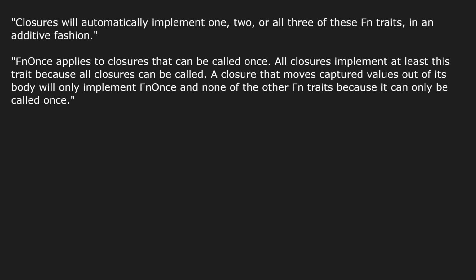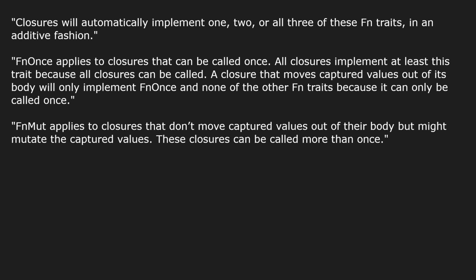The book goes on to say, FnMut applies to closures that don't move captured values out of their body, but might mutate the captured values. These closures can be called more than once. So FnMut is implemented for all closures that don't move captured values out of their body. The description is correct to also say that closures that implement FnMut might mutate captured values, because closures that implement Fn don't mutate captured values, but do implement FnMut as a supertrait.